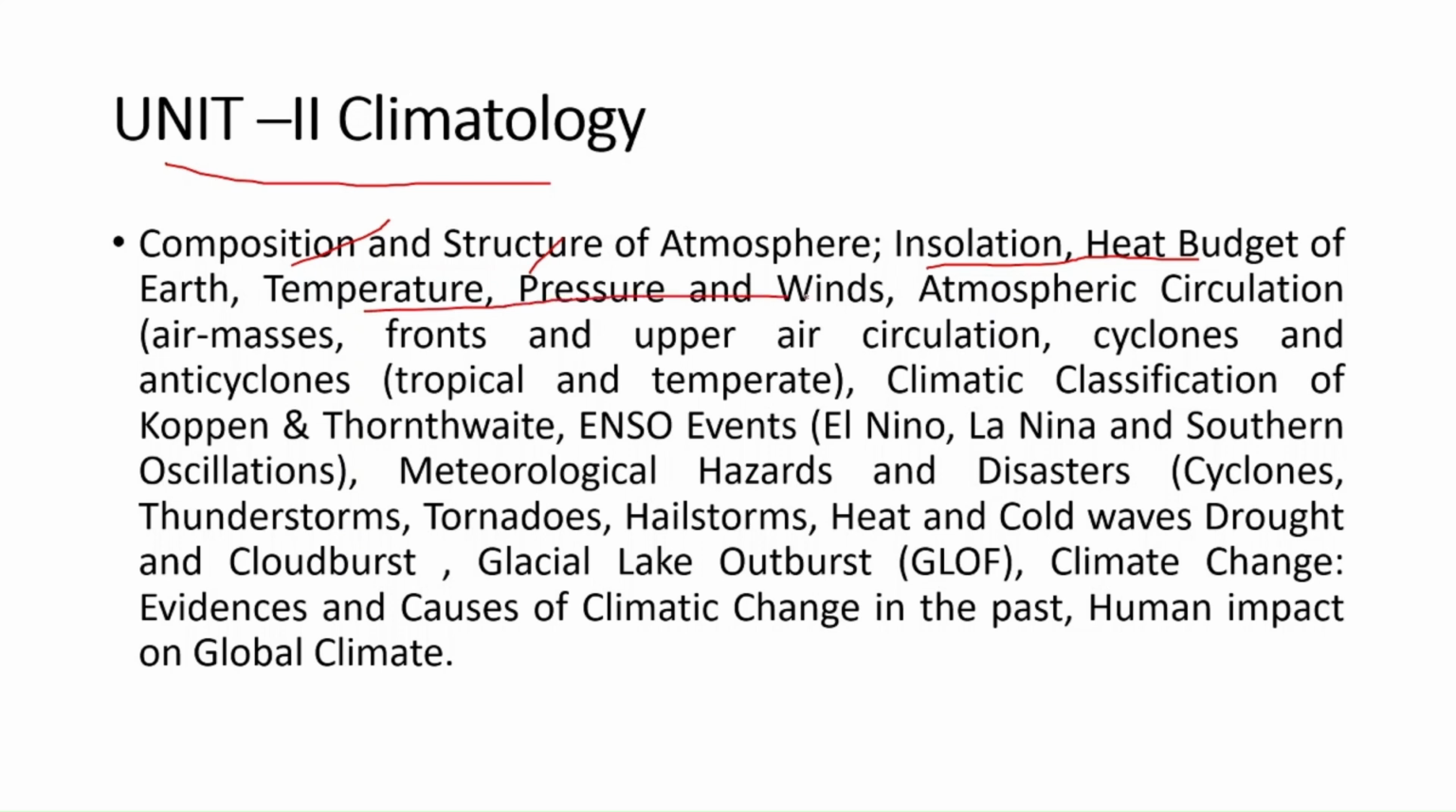In temperature, pressure and winds, examine the dynamic interplay between these fundamental atmospheric elements. Atmospheric circulation: investigate air masses, fronts, upper air circulations, cyclones and anticyclones, including tropical and temperate climate. In climatic classifications of Köppen and Thornthwaite, study the Köppen and Thornthwaite systems which categorize climate worldwide, and ENSO events that explore El Nino, La Nina, and southern oscillations which impact global climatic patterns.